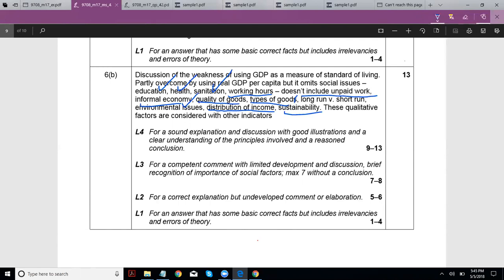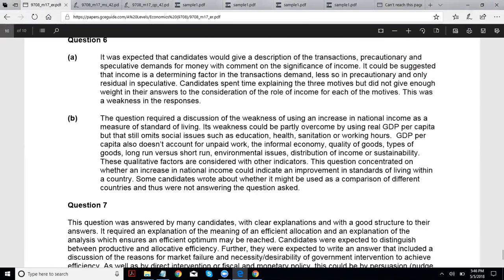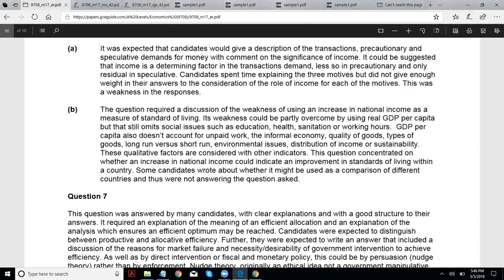Any idea? Maybe read the examiner report. Maybe they said something. Never mind. Okay, so yeah, we'll have to check the examiner report to figure out what they mean by that. But again, if you check the marking scheme and they've given like 11 different things and you haven't written all 11 of them, it doesn't mean you aren't scoring well, because they just write all the possibilities. A nice word we could have used is how these are qualitative factors that need to be considered alongside the quantitative factor of GDP.